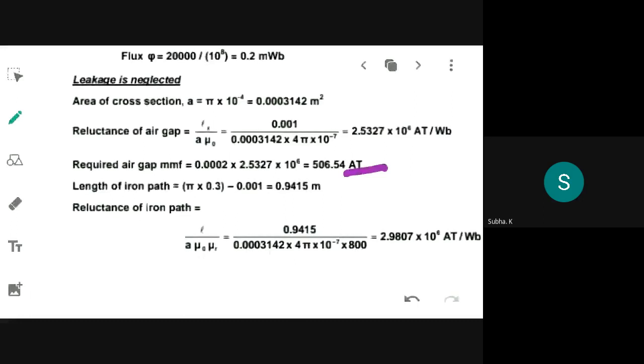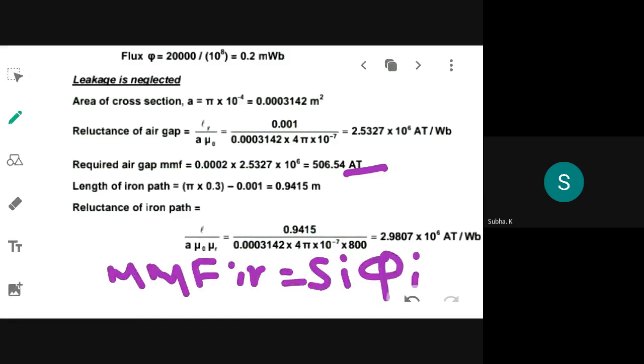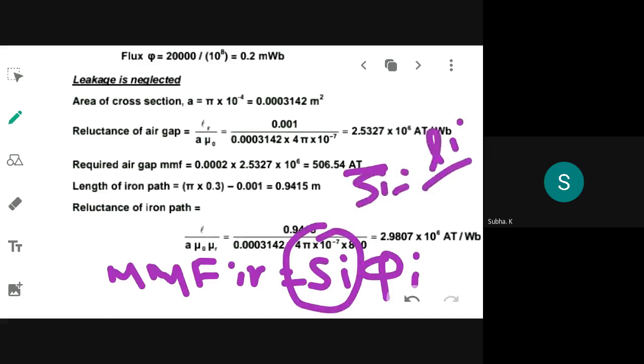For finding out, the same procedure. So I want to find out MMF of iron. So S_i into phi. Phi is directly given again because leakage factor is 1, so no magnetic leakage. Whatever may be the flux, that is common for air gap and iron. But I still don't know what is S_i. So what is the formula that I will be using for S_i? Reluctance: L_i divided by mu naught mu r A. A is known to me. Mu r is also directly given to be 800.